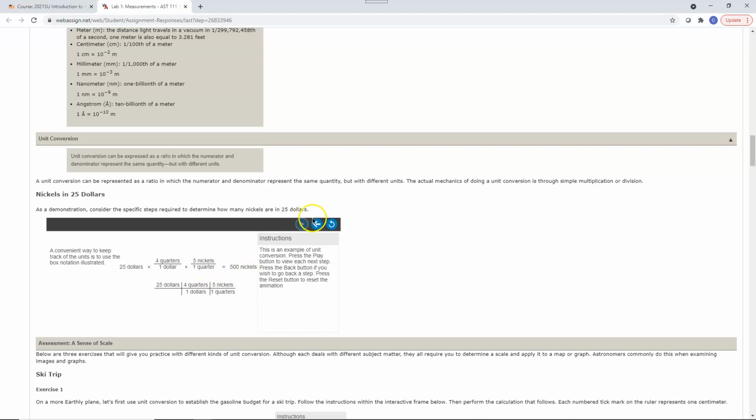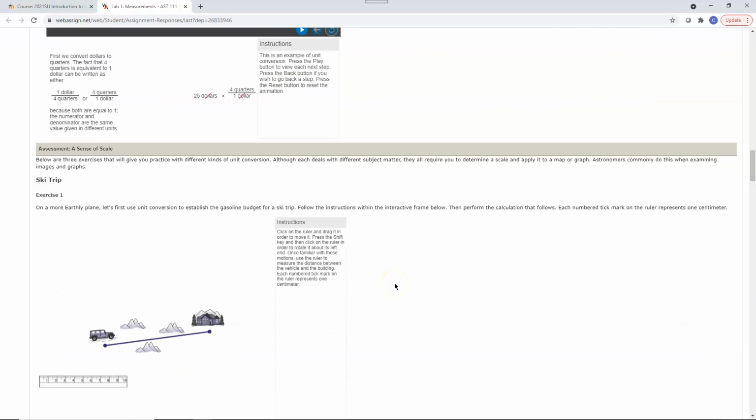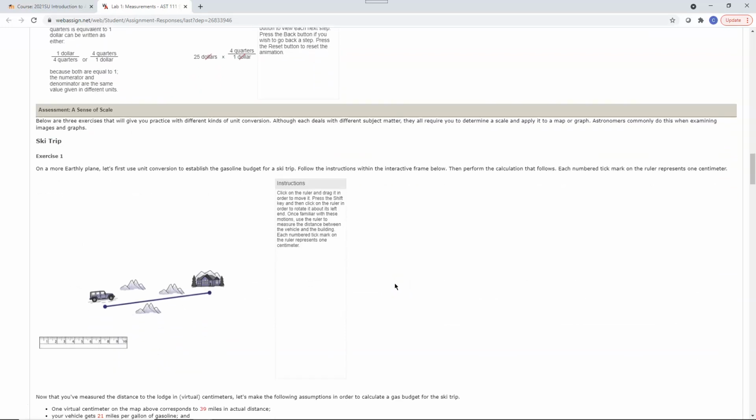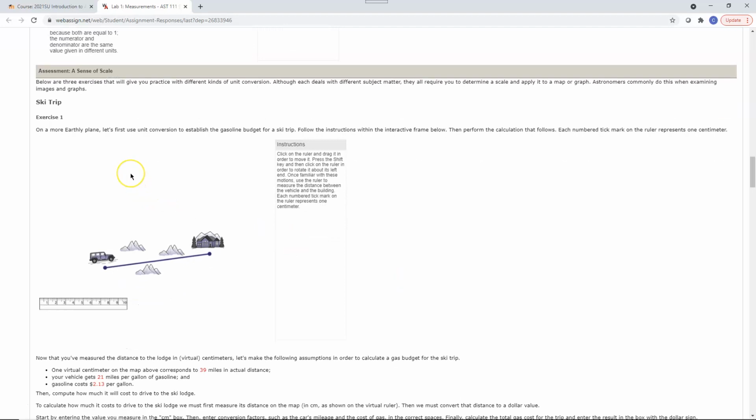All right, so we're going to reset that. Click the reset button right there. It goes back to the beginning. So how are we going to understand what's going on here? Well, let's take a look at the ski trip, okay? Now, this is a kind of unit conversion that allows you to convert the unit so you can actually see what's going on. Exercise 1, on a more earthly plane, let's first use unit conversion to establish a gasoline budget for a ski trip. We're going to take a trip. Not on our favorite rocket ship, but we're taking a trip anyway. Follow the directions inside the instructive frame window and perform the calculation that follows.